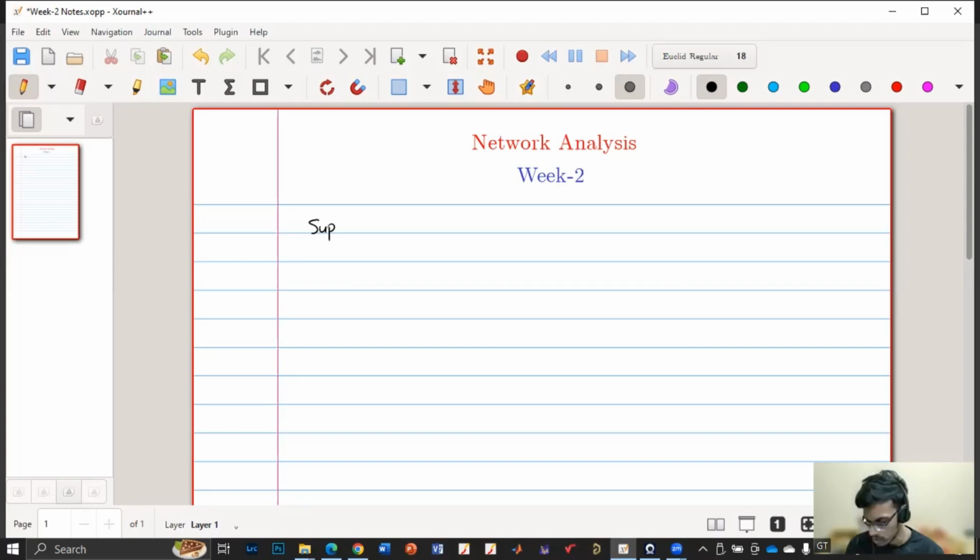Okay. So first I'm considering Supermesh. Supermesh is a case where a current source is being shared between two meshes. So let me consider one example.